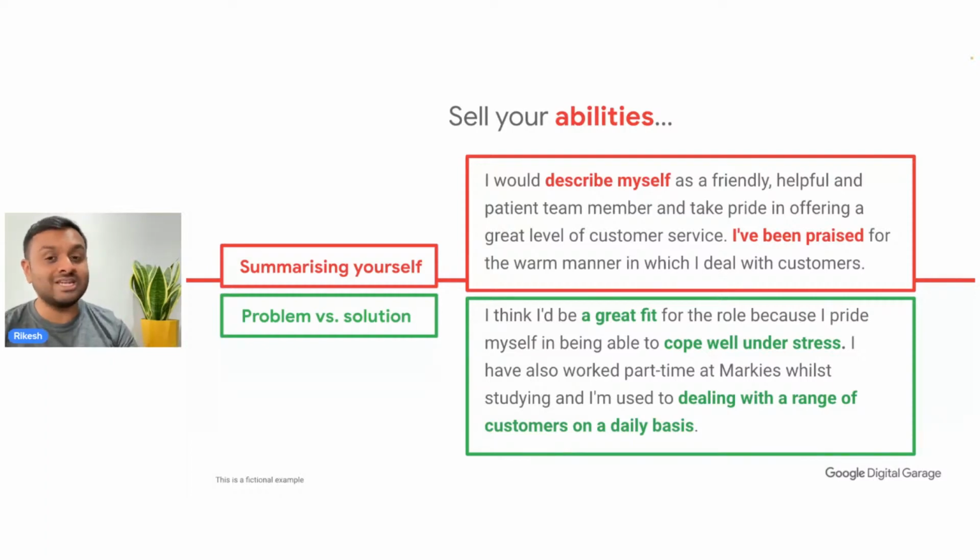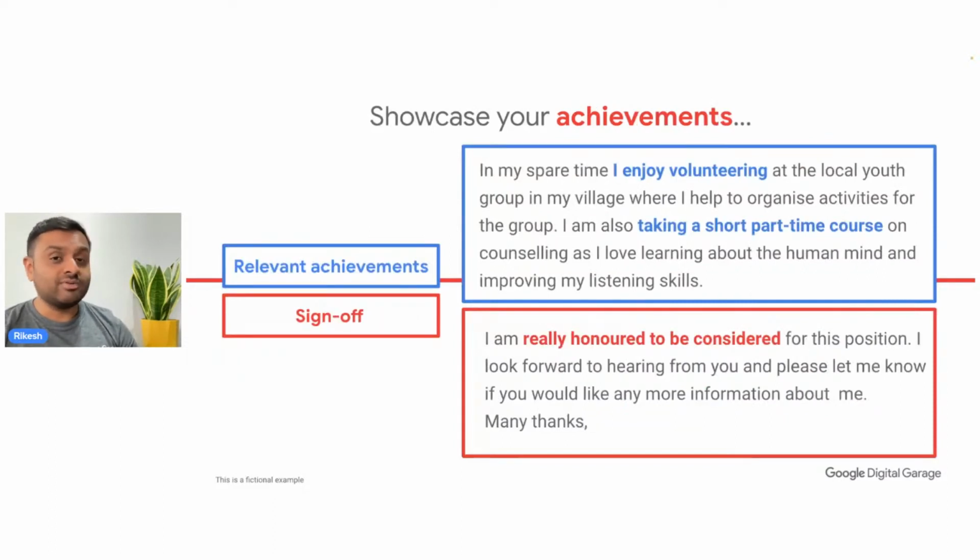Both of those two phrases have actually been lifted and picked up from the job vacancy description in general as well. So we then have our relevant achievements, the next block here: "In my spare time, I enjoy volunteering at my local youth group in the village where I help to organize activities for the group." So organization skills are on show here, which again is another valuable trait for a sales advisor role. "Also taking a short part-time course on counseling, as I love learning about the human mind and improving my listening skills." So listening skills is another important factor for this particular role that this individual is applying for as well. And then you've finally got your sign-off that we spoke about as well.